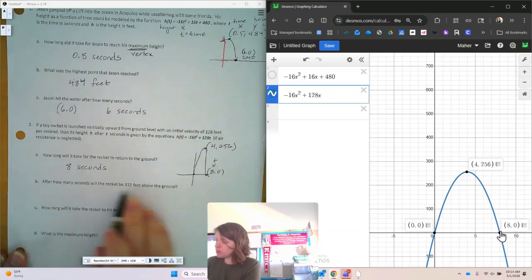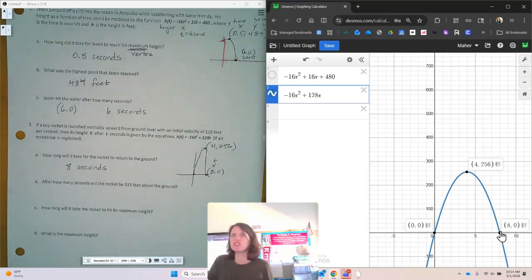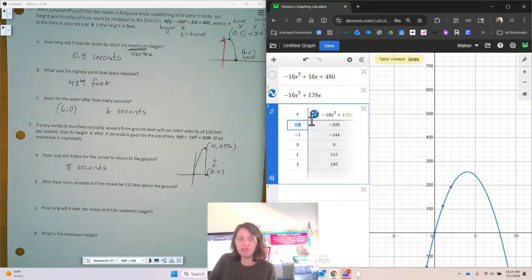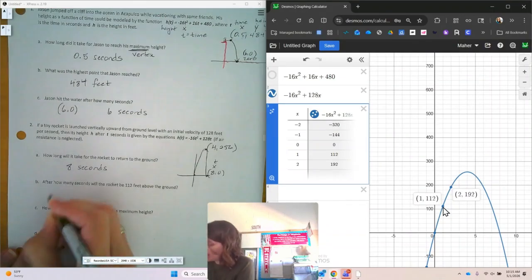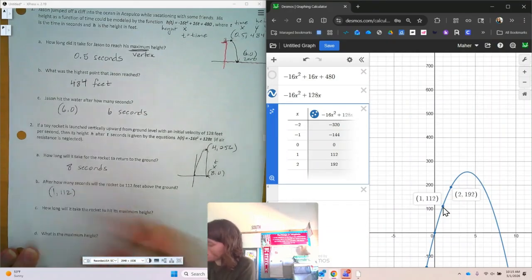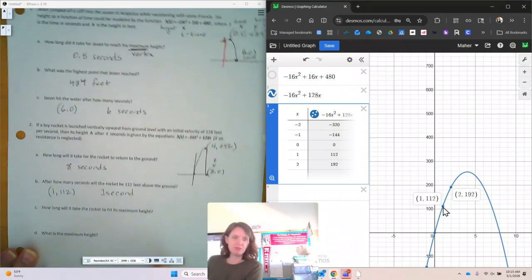And then after how many seconds will the rocket be 112 feet above the ground? All right, I need to find 112 feet above the ground. So again, when I'm in Desmos, right, I can use my table of values to find when I would be at 112. Well, if I pulled up my table of values, you can see here that at 1 second, I am at 112 feet above the ground. And you can see that point right there, 112. So I saw in Desmos this point, right? And that means that I am thinking about 1 second after launch.